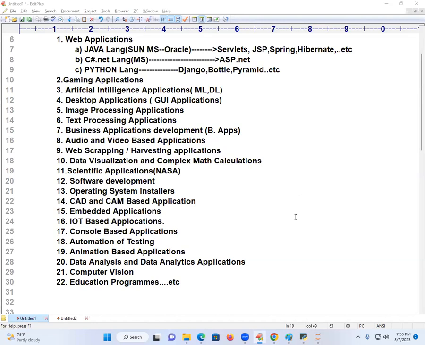Next, one more student, Maunika. Student name is Maunika. Hello. Yes, ma, Maunika, tell me.